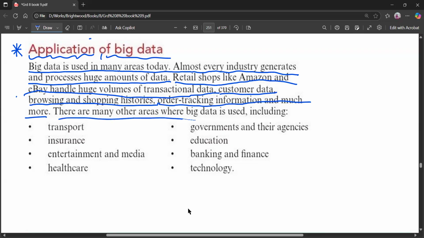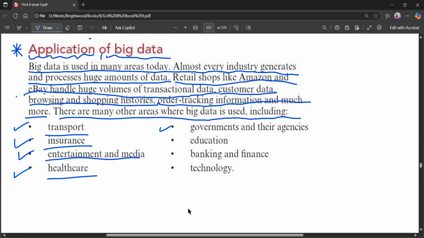There are many other areas where big data is used, including transport, insurance, entertainment and media, healthcare, the government and its agencies, education, banking and finance, and technology. In each and every area, a lot of data is generated within a considerable time, so they have to use big data in all of them.